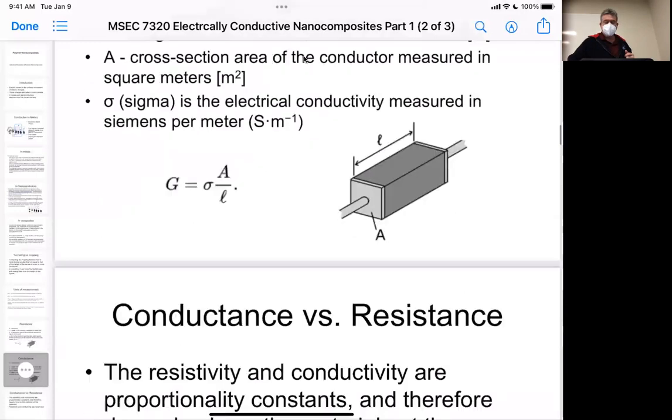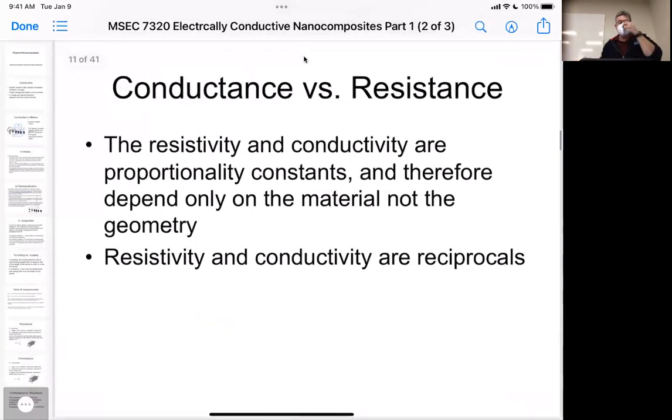Okay, so why do we care? Would we care for measuring conductance or resistance? Well, you just measure one or the other depending on which part of the conductivity scale you are in. But it turns out they're proportional constants and not dependent upon geometry, and that makes them reciprocals. So 1 over conductivity is resistivity, 1 over resistivity is conductivity.